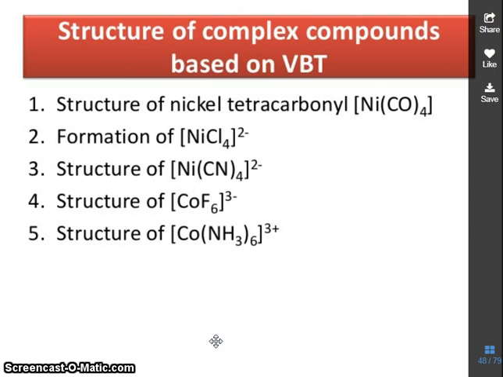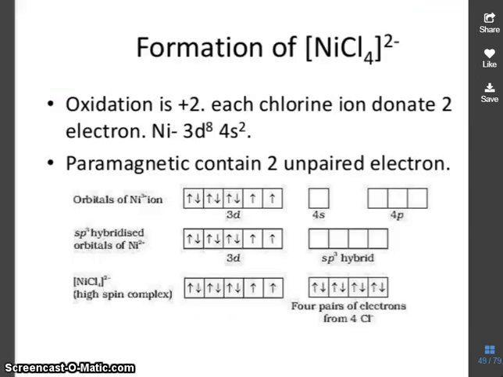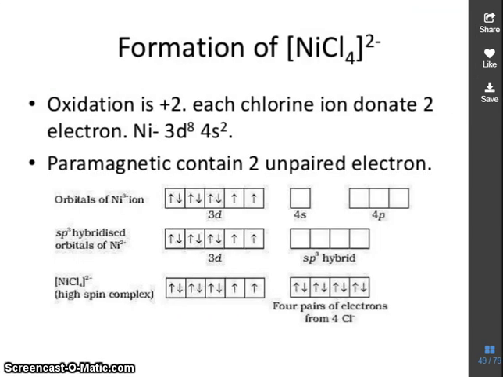Now friend, the structure of complex compounds based on VBT. Structure of nickel tetracarbonyl, formation of NiCl4, structure of Ni(CN)4, structure of CoF6, structure of Co(NH3)6. So you can see the formation of NiCl4 2 minus. Oxidation state is +2. Each chloride ion donates 2 electrons. Nickel is 3d8 4s2, so paramagnetic, containing 2 unpaired electrons. You can see the orbitals of nickel 2+, 4s and 4p are empty.